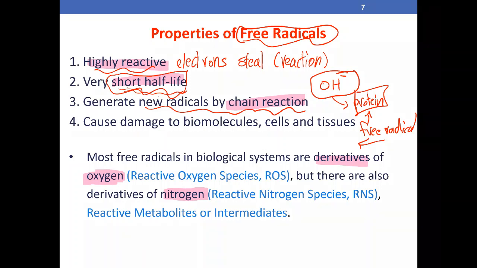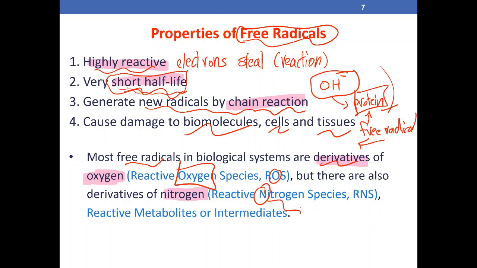So we said, as they react, they damage the molecules, the cells, and the tissues in the body. Now, just a small point, this is pure memorization, but most free radicals are derivatives of oxygen. That means they have an oxygen molecule inside of them, but some of them are derivatives of nitrogen. These mostly have to do with the immune system. But most free radicals involve oxygen.